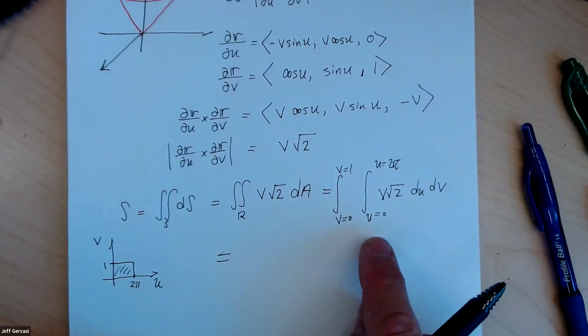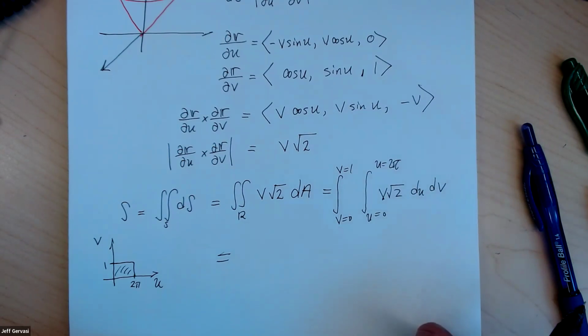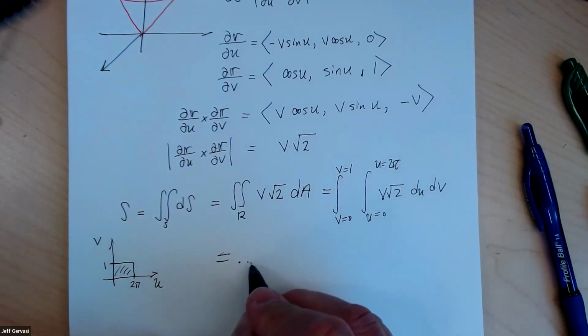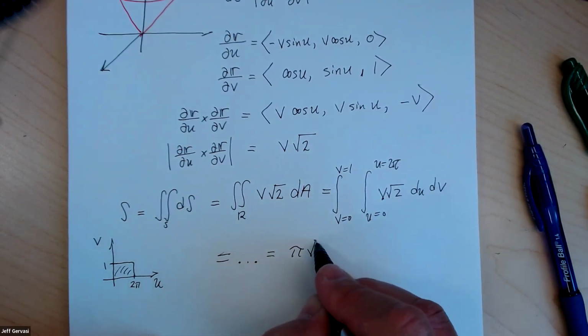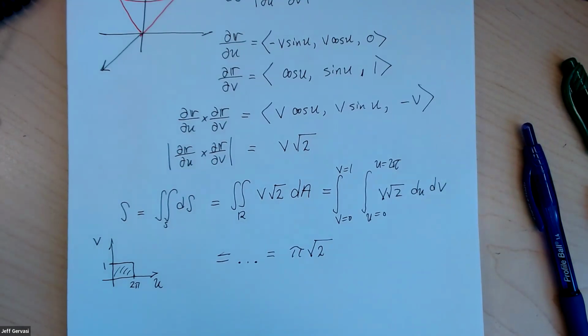Okay. And that, again, kids, after that, that's just straightforward integration. I'll leave you to fill in the details. Your final result should be pi root 2.